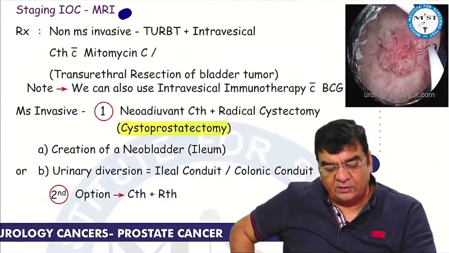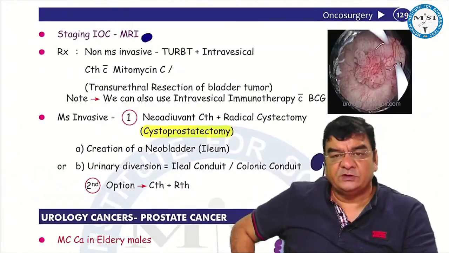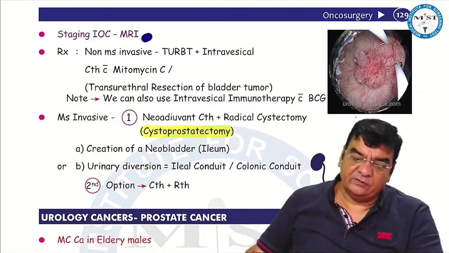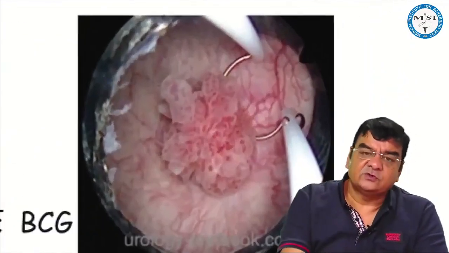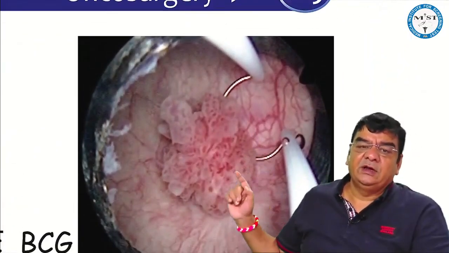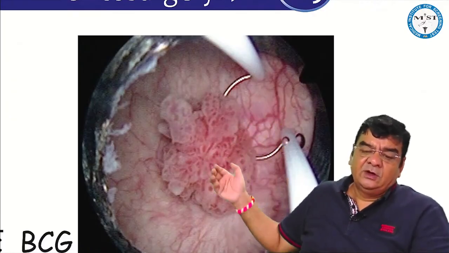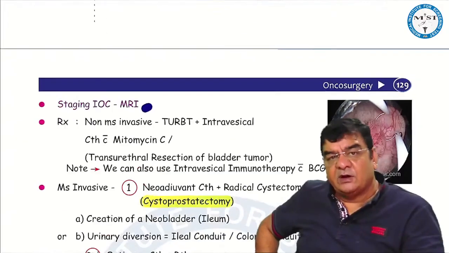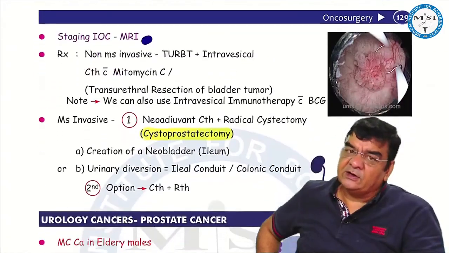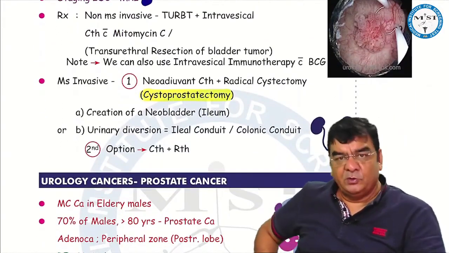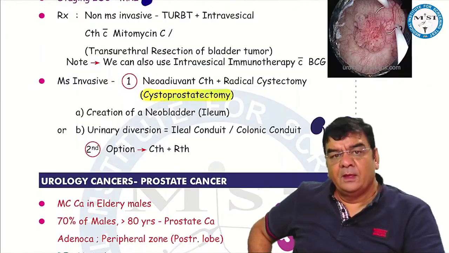Now, in the treatment, if it is a superficial bladder cancer, that is, if it is not going into the muscle, non-muscle invasive, then the treatment of choice is TURBT, that is transurethral resection of the bladder tumor. And after this, we give intravesical therapy, either intravesical chemotherapy with mitomycin C or intravesical immunotherapy with BCG.